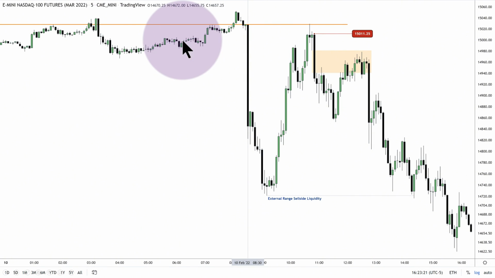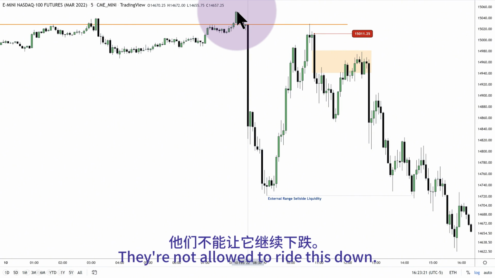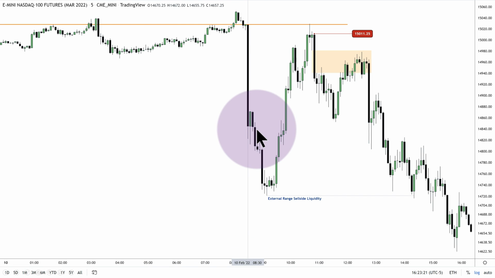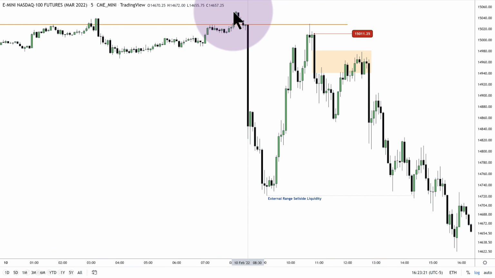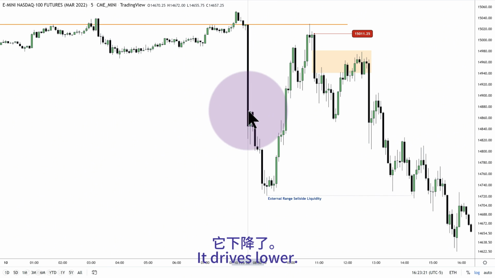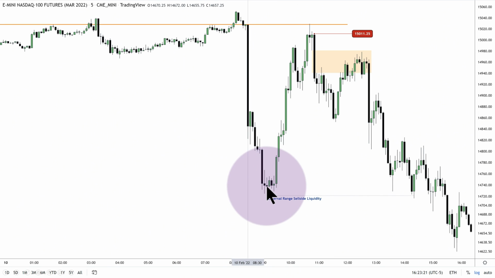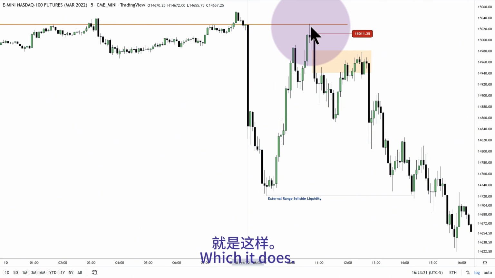Anyone short here, it gets taken out there. They're not allowed to ride this down. These buy stops are paired with individuals that are looking for what I'm teaching you here to go short there. Selling short, it drives lower. They can take their profit, wait for this rebalance, which it does.